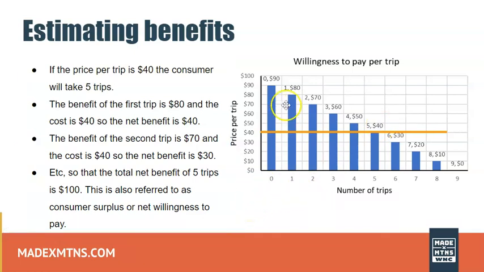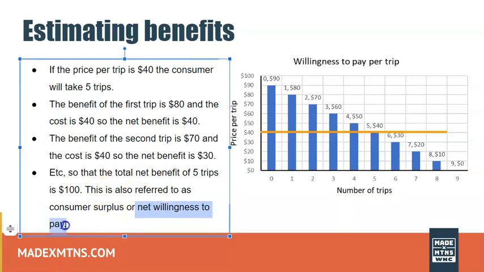Okay, and the difference between willingness to pay and cost is considered the economic benefit or the economic value of that trip. So if willingness to pay is $80 and the cost is 40, then the difference is the net willingness to pay. And another term for that that's used in economics is known as the consumer surplus, because it is the extra benefit that consumers get from consuming a good.